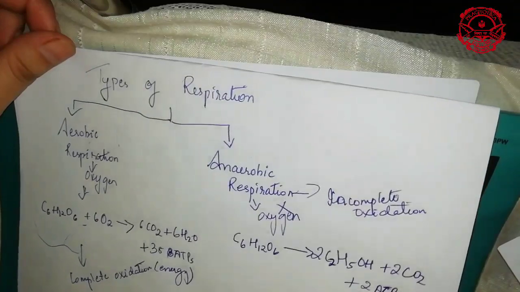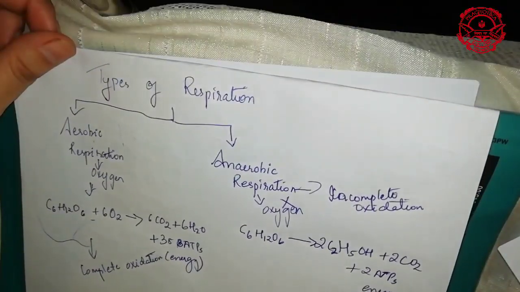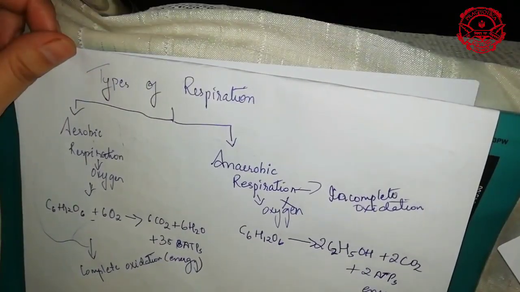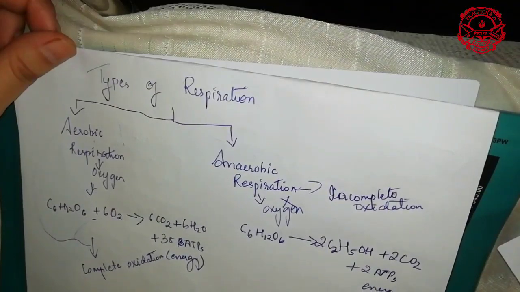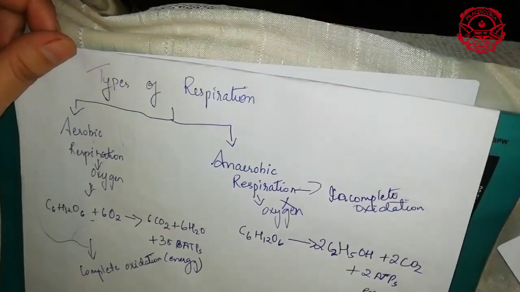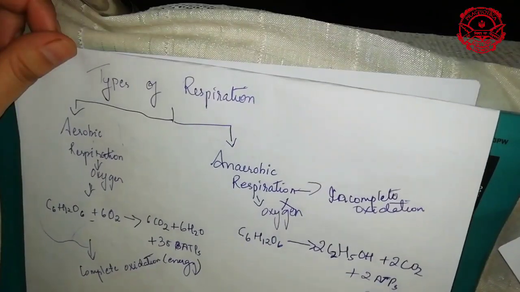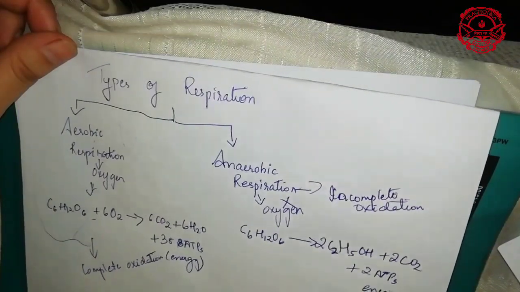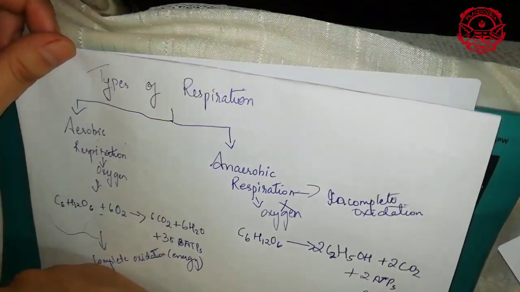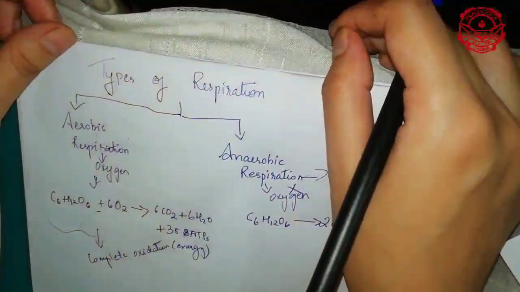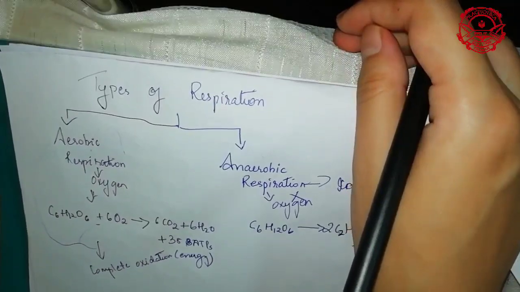So aerobic is the breakdown of glucose in the presence of oxygen, and anaerobic is the breakdown of glucose in the absence of oxygen, which leads to the formation of ethyl alcohol and is an incomplete oxidation. And aerobic respiration is a complete oxidation.